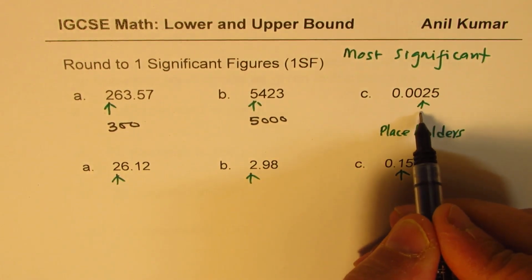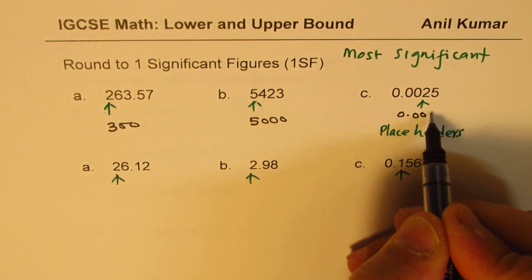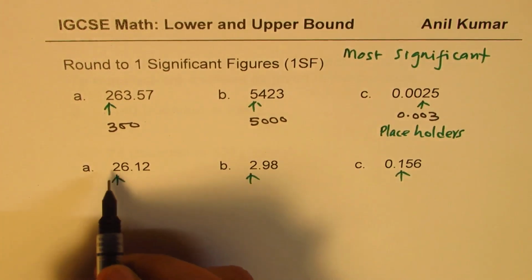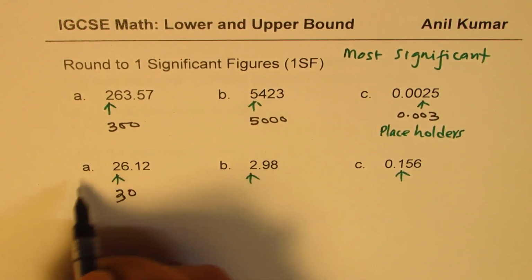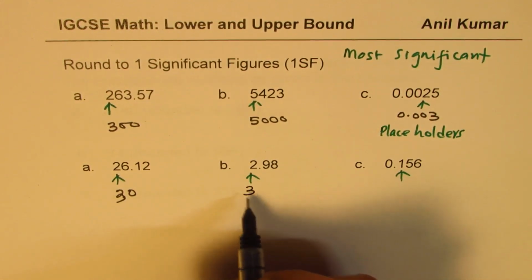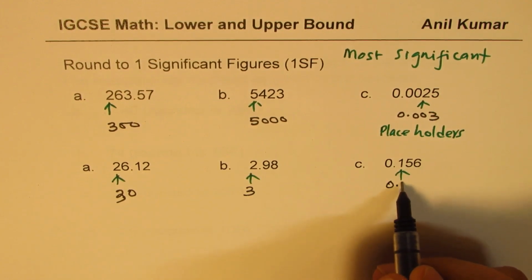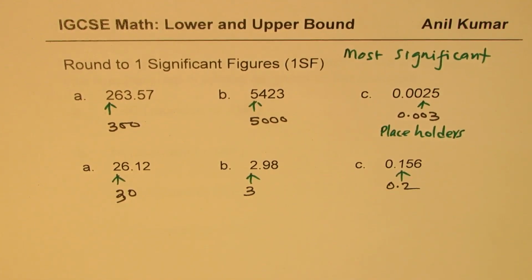Here it gives you the number as 0.003 because that is 5. This number becomes 20. Because this is 2, it is 30, right? So one more, right? 2.9 gives you 3 and this gives you 0.2. So that is the meaning of one significant figure. Is that clear to you?